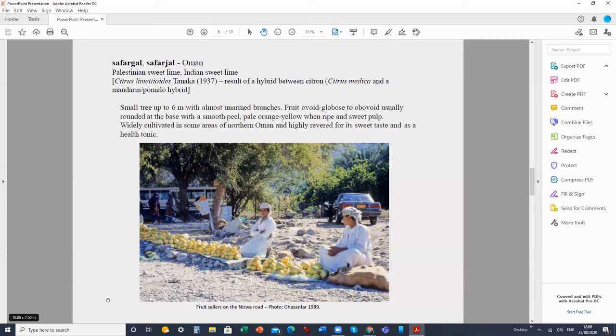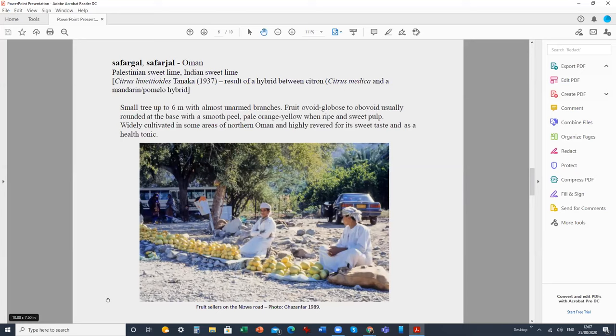And quince is a plant which is found in northern Afghanistan, Iran, Soviet Central Asia, the Kyrgyzstan area. That is the native habitat for quince. It's also known as Palestinian sweet lime or Indian sweet lime. The botanical name is Limettioides, and it is believed to be a hybrid between Citrus medica and another hybrid of mandarin and pomelo. So it's a very sweet orange, and people who live in Oman probably know it.